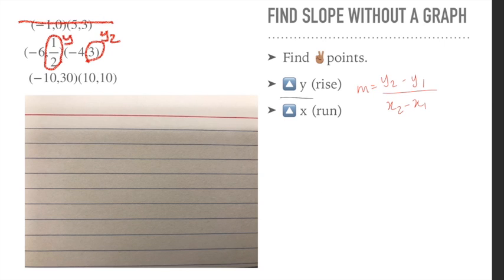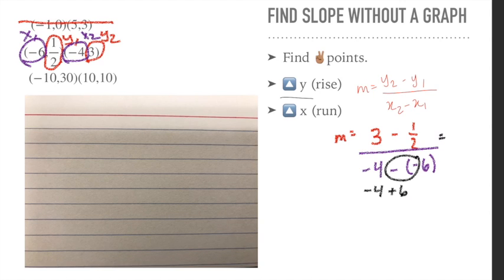Let's go ahead and look at our next ordered pair. We have my y values. This would be y2, and this would be y1. And then we also have our x values. This would be x2, and this would be x1. We have a double negative situation here, so this will become -4 plus 6.